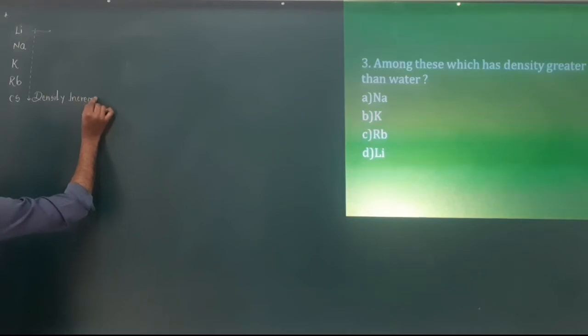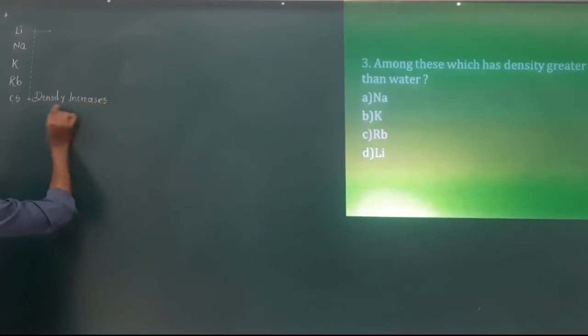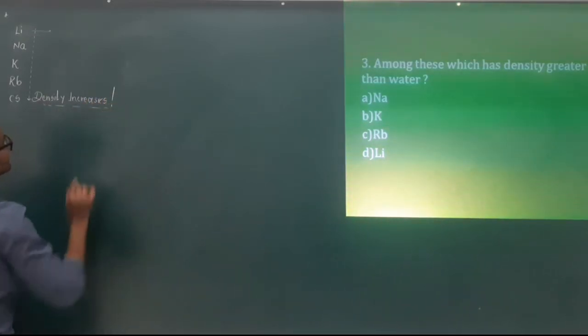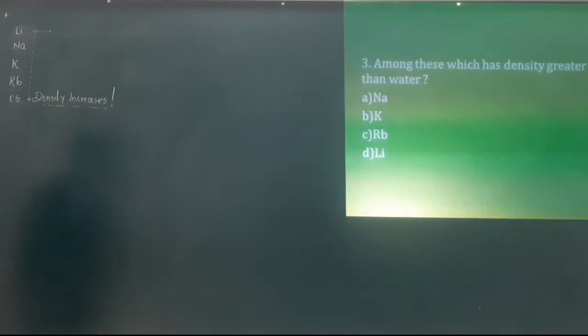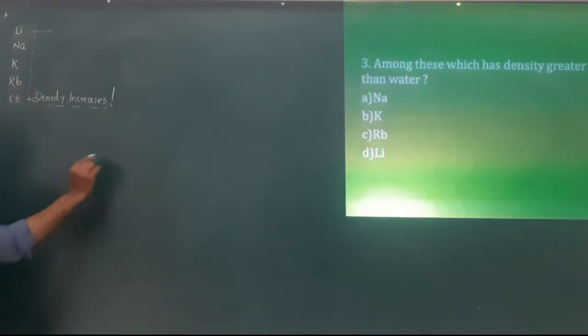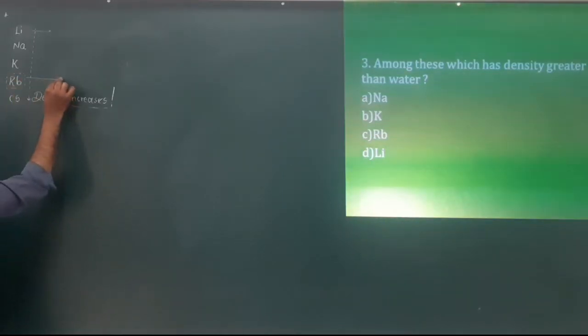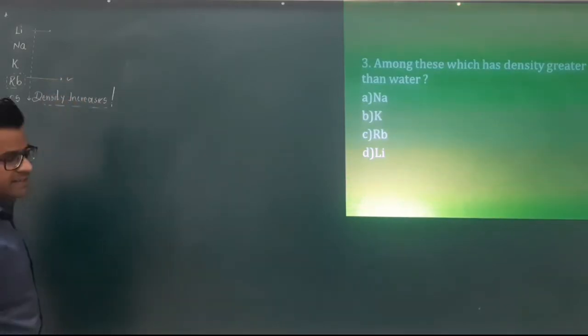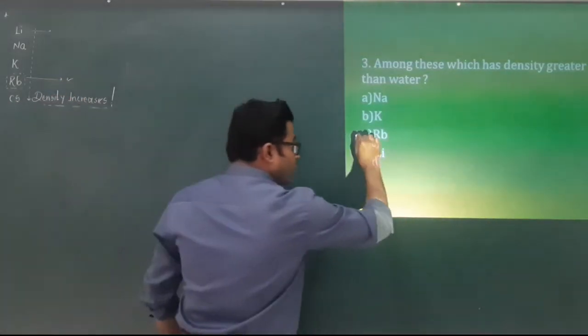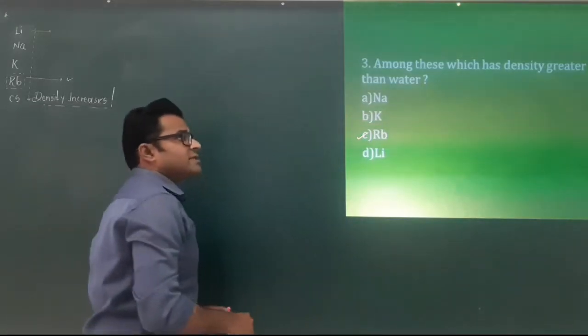So density is increasing down a group. In this particular case, we do not have cesium, we restrict ourselves to rubidium. So therefore, rubidium has a higher density than water. So the answer is C.